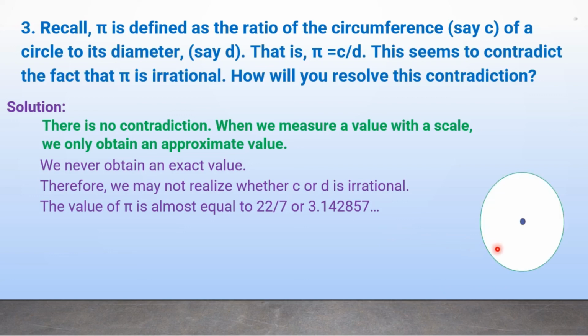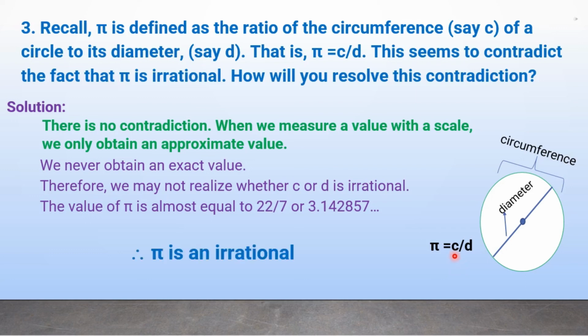This is the center of the circle. This is the circumference of the circle and this is the diameter of the circle. See, pi is equal to C by D. When we measure the circumference of the circle, it never gives you an exact value. It gives you an approximate value. Diameter also gives you an approximate value. So, the value of pi that we get is also an approximate value. Therefore, pi is an irrational number and there is no contradiction. I think it is clear to you.